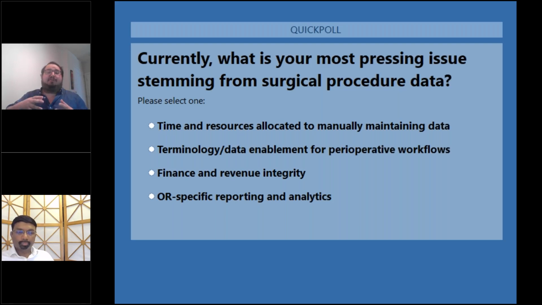So how that terminology and how that all flows into your scheduling processes, your preference card processes, and your documentation. Is it the finance and revenue integrity aspects of this? So how that all flows into denials, how that flows into pre-authorization, or is it OR specific reporting analytics? How that terminology ties to properly recording your metrics. So if you could just take a minute to address the poll, we would appreciate that.